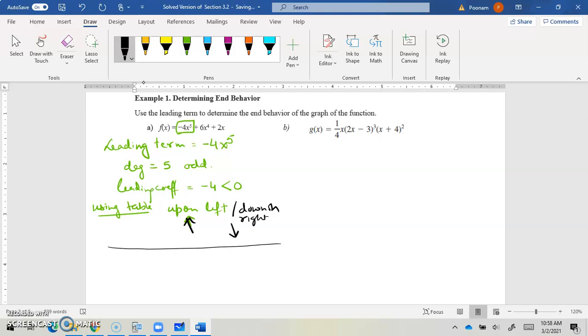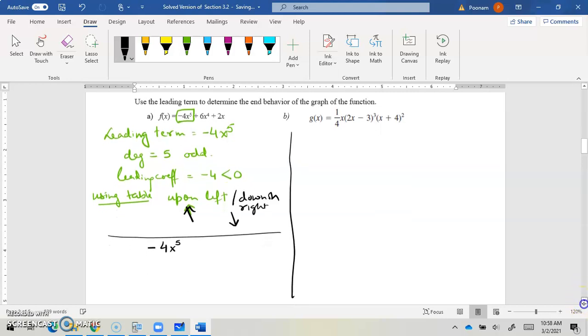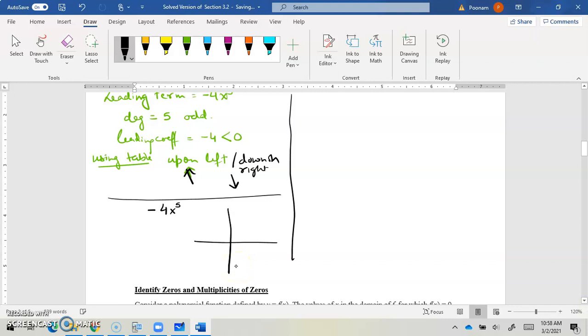Okay, what will you do? I don't like to remember the table, so I like to look at my leading term. This is my leading term. Let's look at the graph. Say this is your graph. What happens on the left side? X approaches negative infinity, so x is a negative number. Negative raised to power 5 would be a negative number times negative 4, right? Negative times negative is what? Positive. So the graph is up on the positive, meaning the graph is going up on the left side.